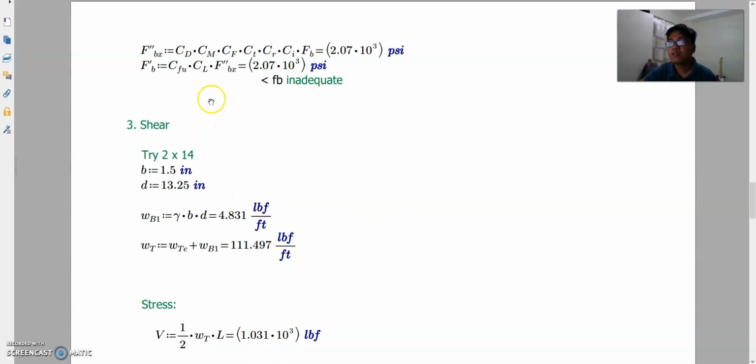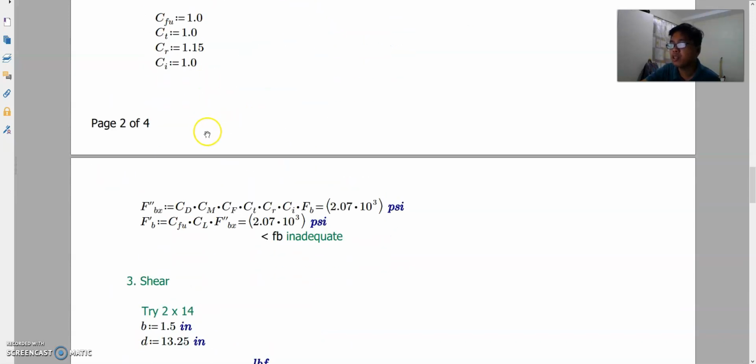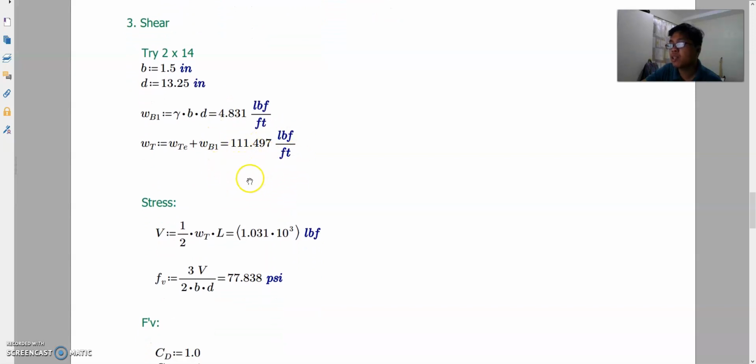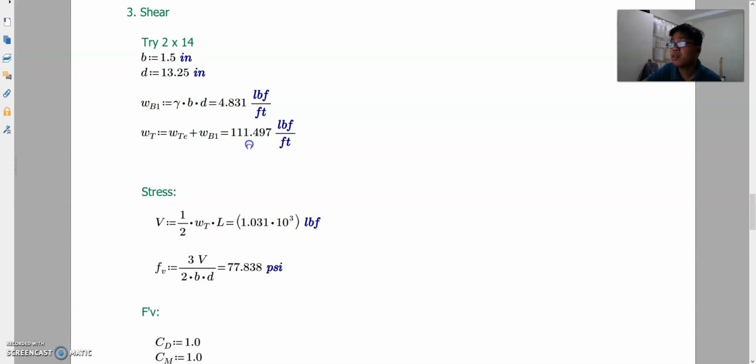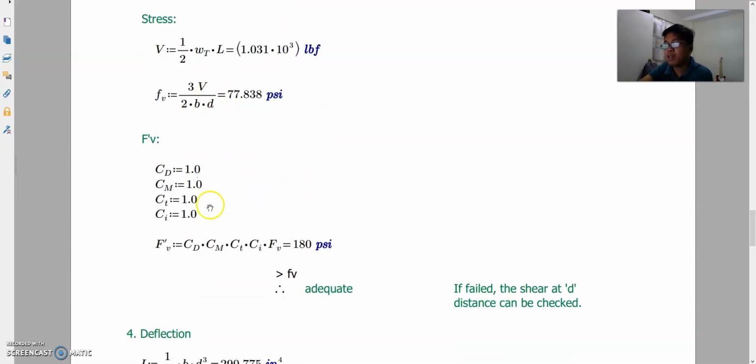Okay, next. So we've checked bending, we proceed to shear. We'll go back to our section 2 by 14, and then we get our total load, 111. And then what would be the shear load? So 1/2 of the total load. And then FV equals 77.838. And then we compare that with the strength, FV prime, 180 psi, it is adequate.